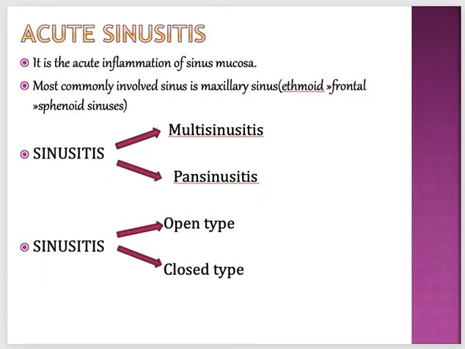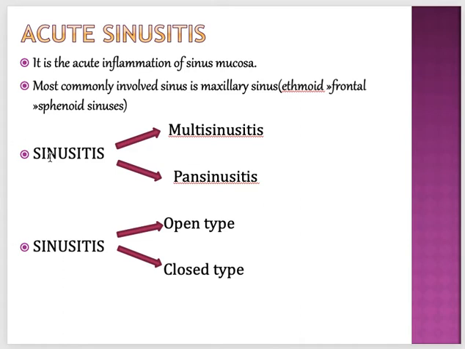What is acute sinusitis? Simply, it's the inflammation of the sinus mucosa. It is called acute sinusitis. And the sinus which is most commonly involved is the maxillary, followed in turn by the ethmoid, and then the frontal and the sphenoid.